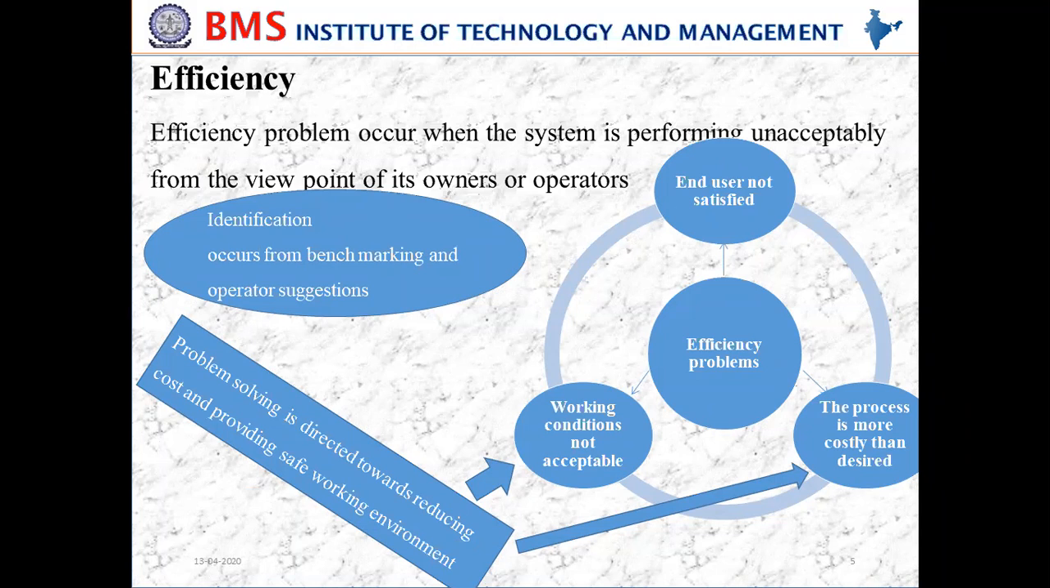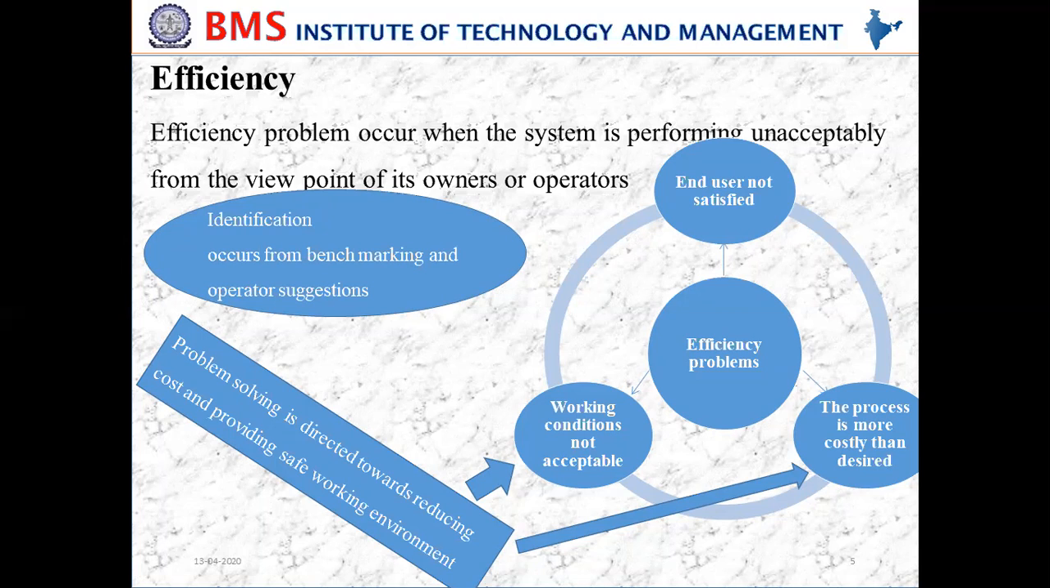Operators, who work on the machine, or those who own that particular product, are called owners or operators. So from their point of view, we can say that an efficiency problem occurs when the system is performing unacceptably. Okay, so what are these efficiency problems? Generally, when the end user is not satisfied, the customer, the end user, in the sense who uses the product or who owns the product, is called the end user. The end user is not satisfied, or working conditions are not acceptable. The working conditions or working environment is not acceptable.